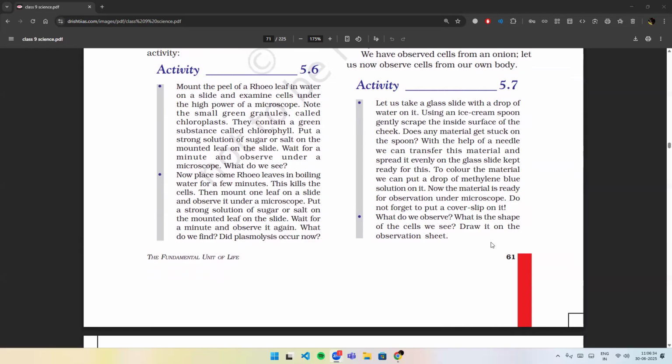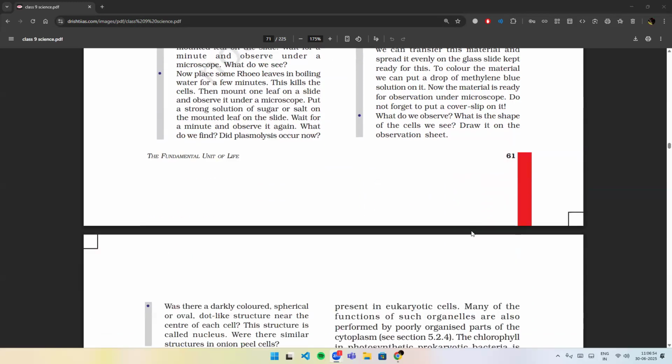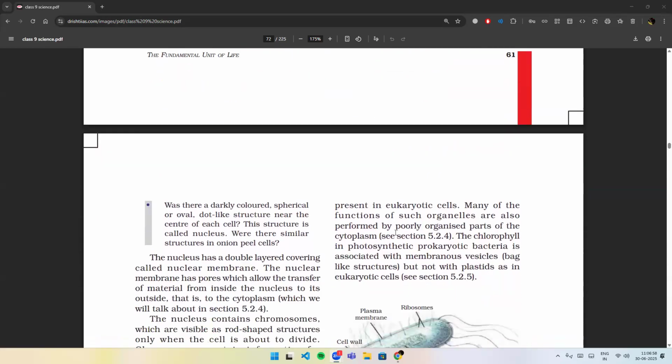With the help of a needle, we can transfer this material and spread it evenly on the glass slide, kept ready for this. To color this material, we can put a drop of methylene blue solution on it. Now the material is ready for observation under the microscope. Do not forget to put a cover slip on it. What do we observe? What is the shape of the cells we see? Draw it on the observation sheet.